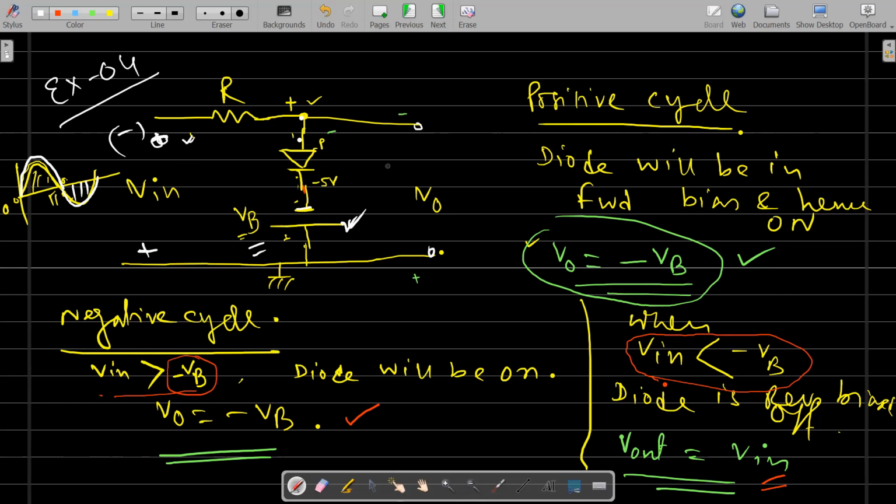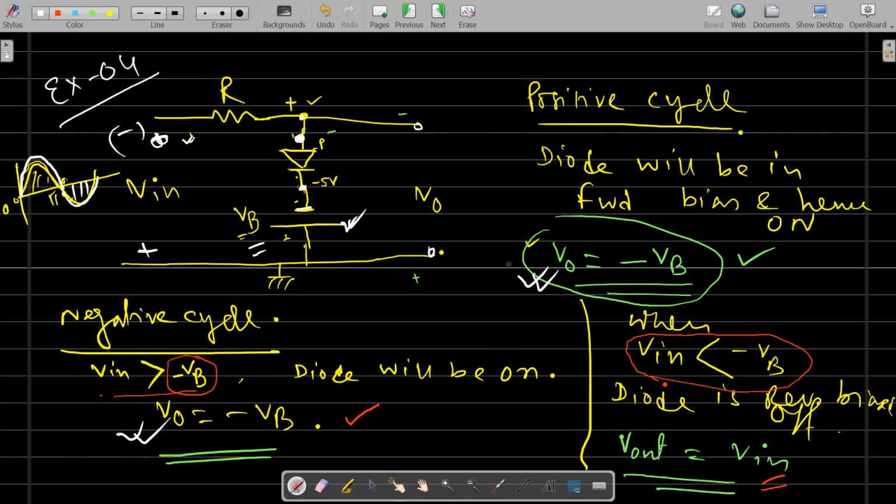Okay. So for the negative cycle, we have two different cases. The first is when your input is greater than -VB. Let this point be connected to -5 volt. If this point's voltage is greater than -5 volt, let's say -1 volt or -2 volt, of course the diode will be on because the P side is at higher potential compared to the N side. So the diode is on, and as long as the diode is on, the output will be -VB.